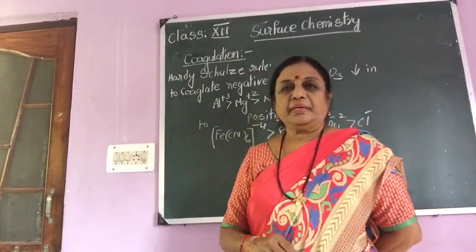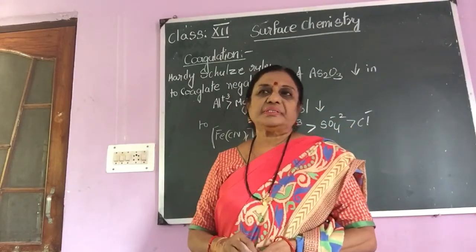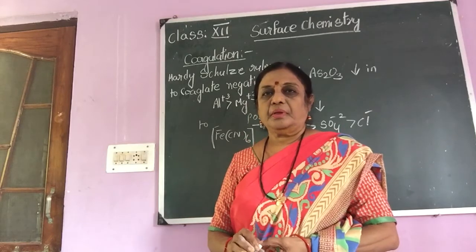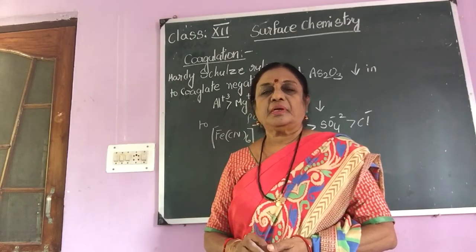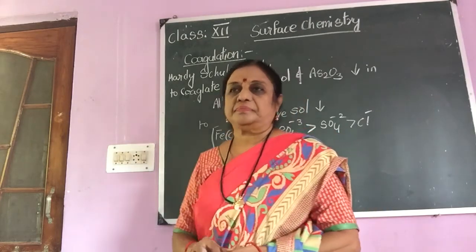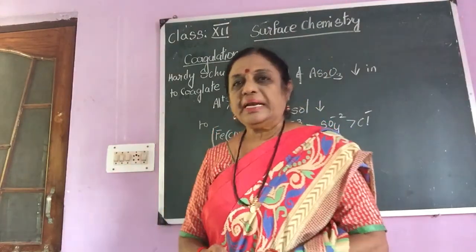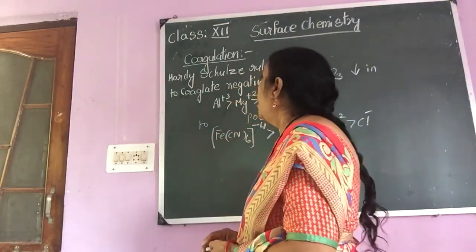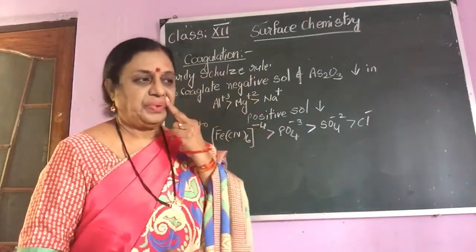Today, let us complete surface chemistry. Now, yesterday we discussed all the properties: optical properties, the Tyndall effect, and electrical properties, Brownian movement. All these properties we did. Today, let us discuss coagulation. Now, what is coagulation, children?